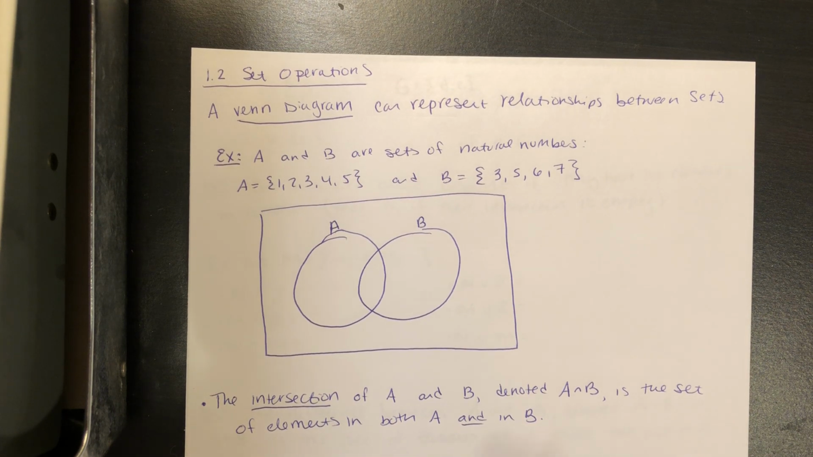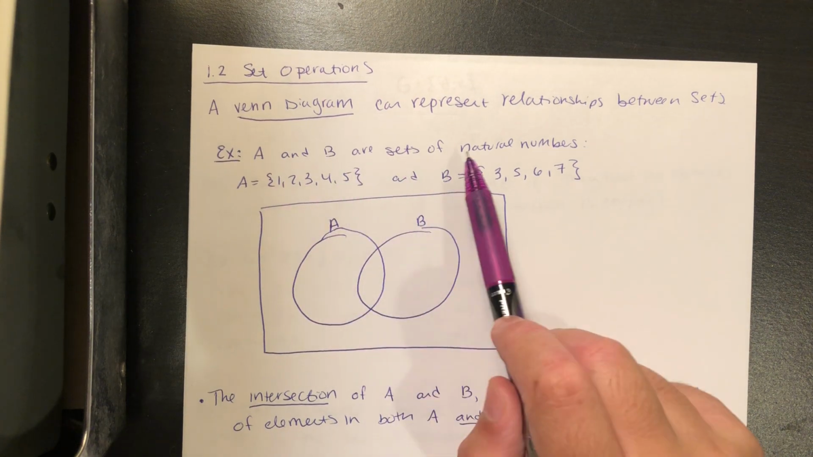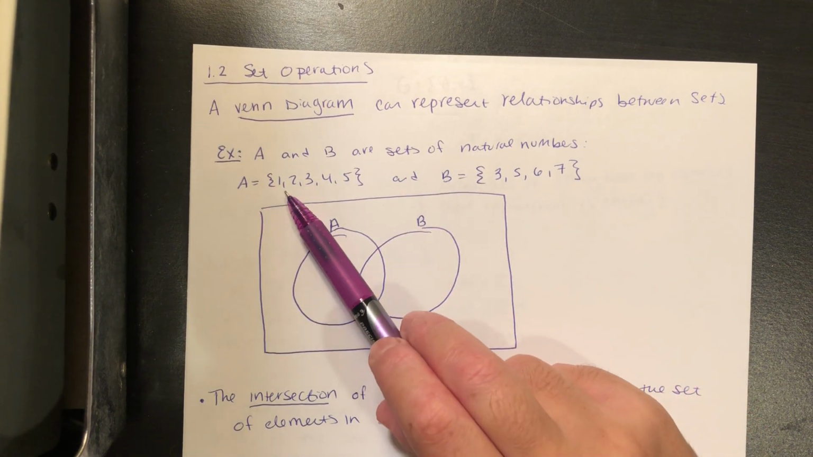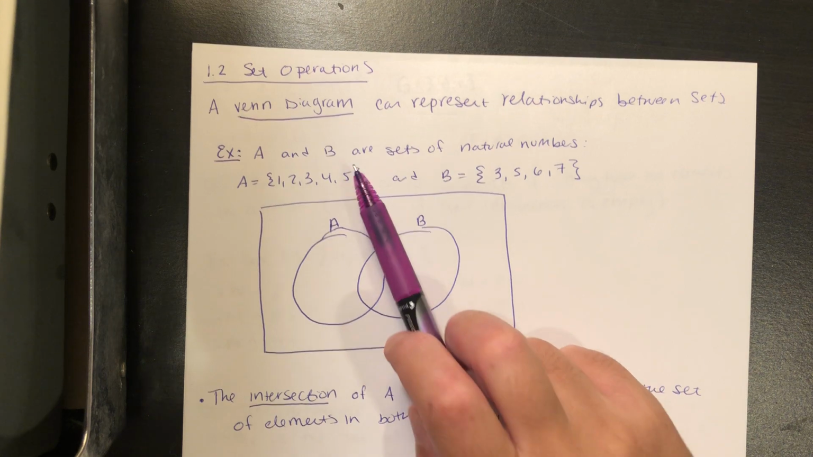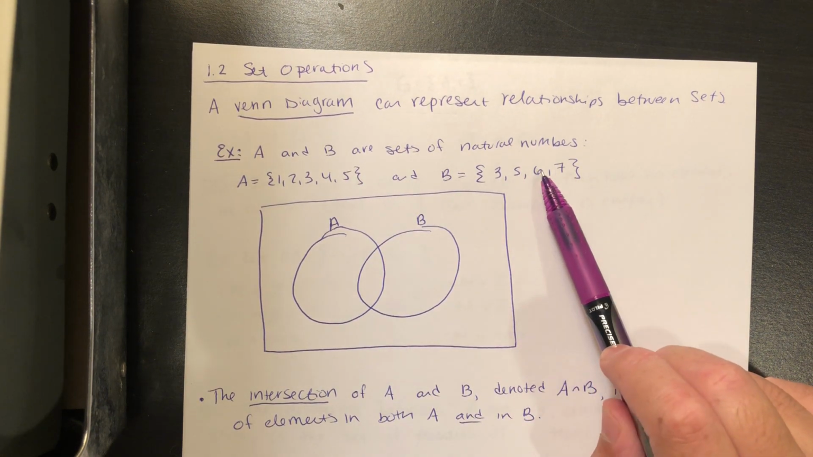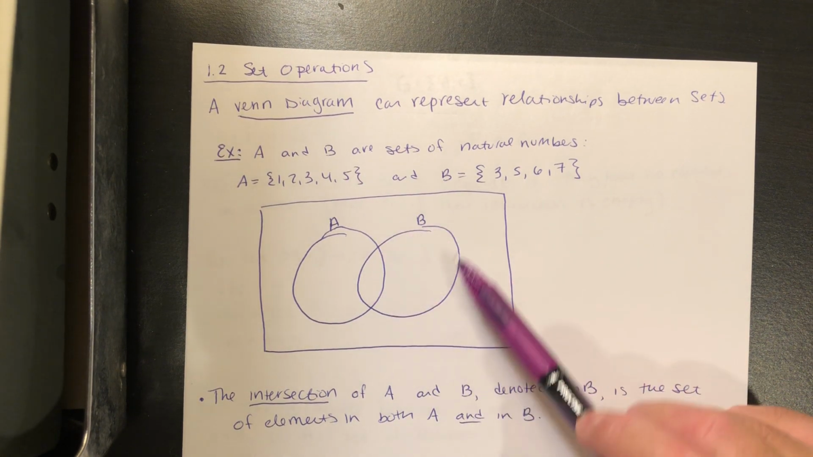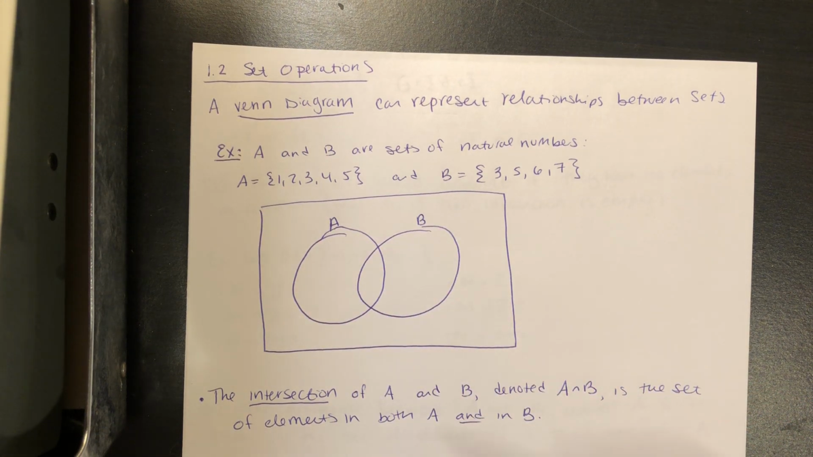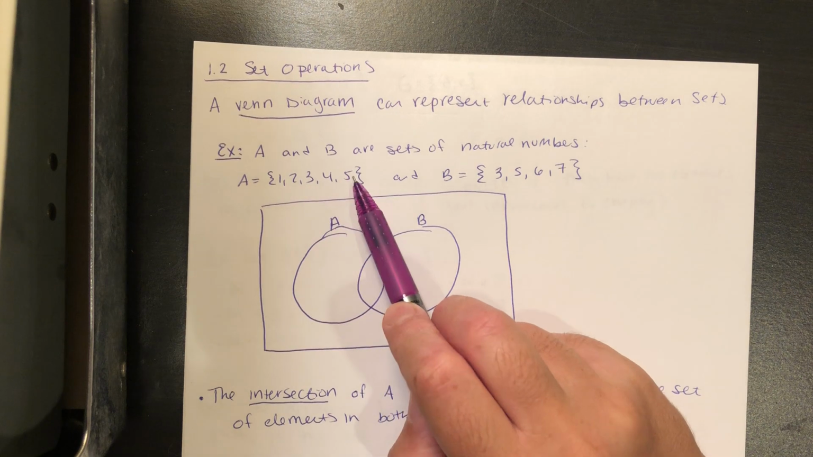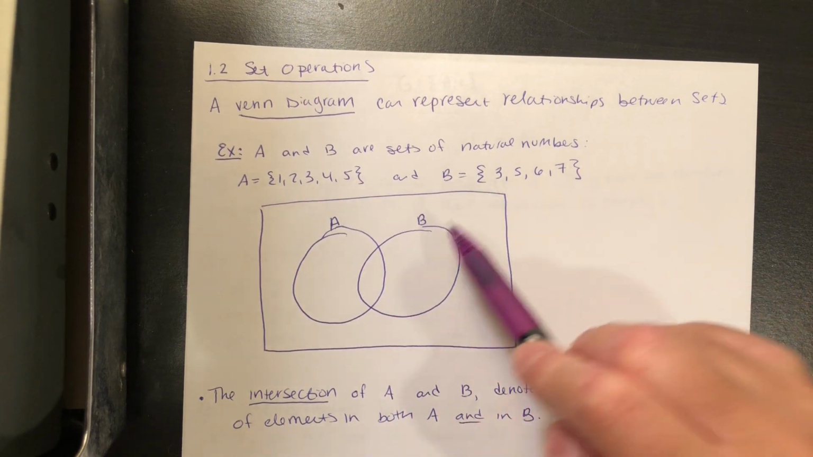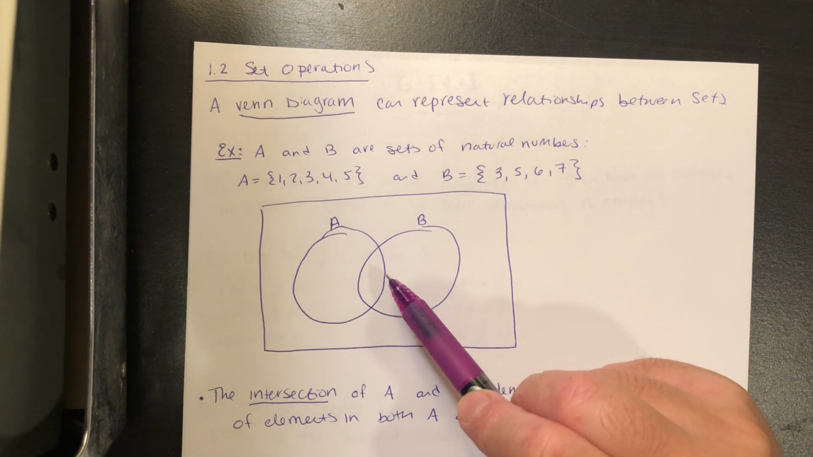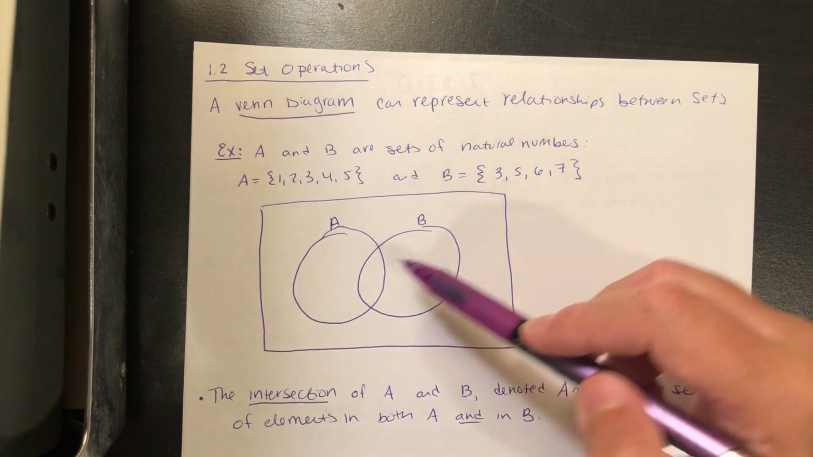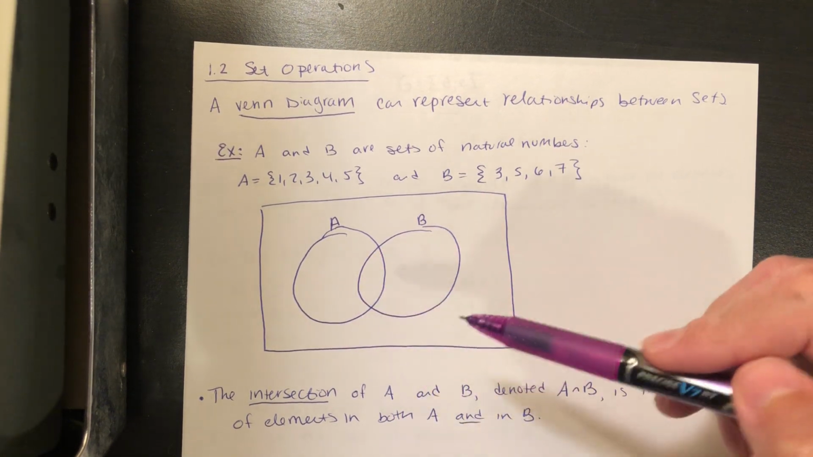So as an example, let's say A and B are sets of natural numbers where A is the set containing 1, 2, 3, 4, 5, and B is the set containing 3, 5, 6, and 7. So a Venn diagram just has two possibly intersecting circles, and we place the elements of those sets into those circles based on which set they're in, right? A, B, or this overlapping part would represent both.